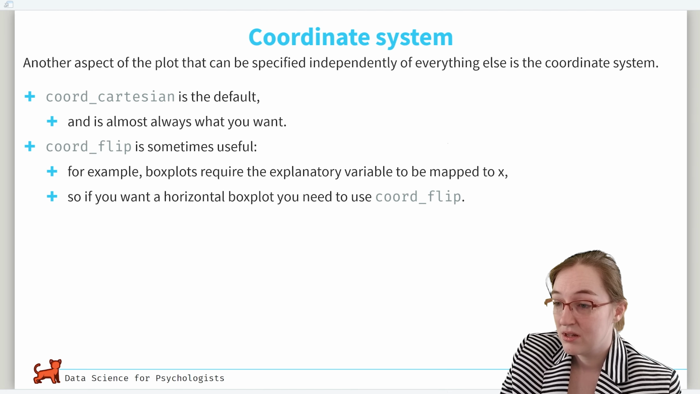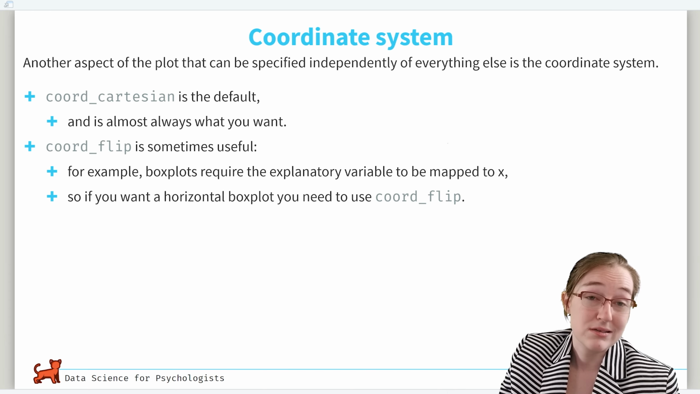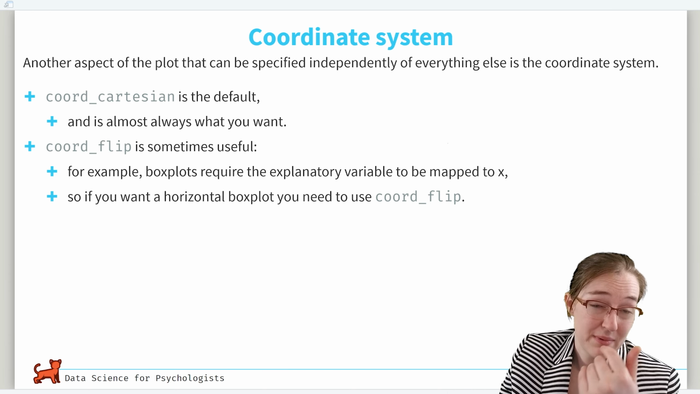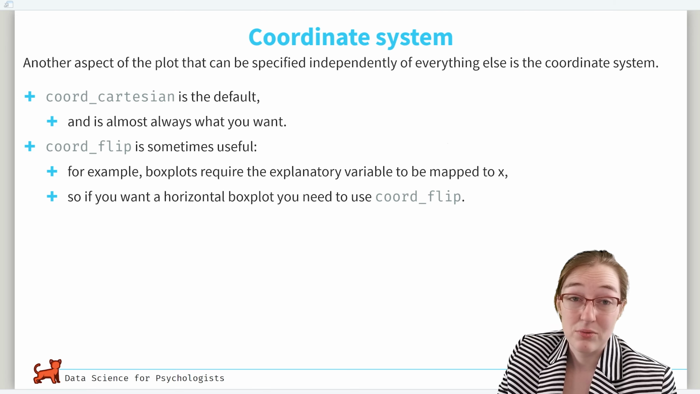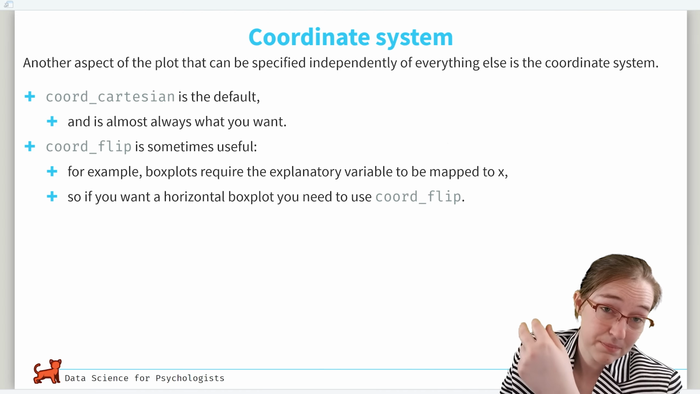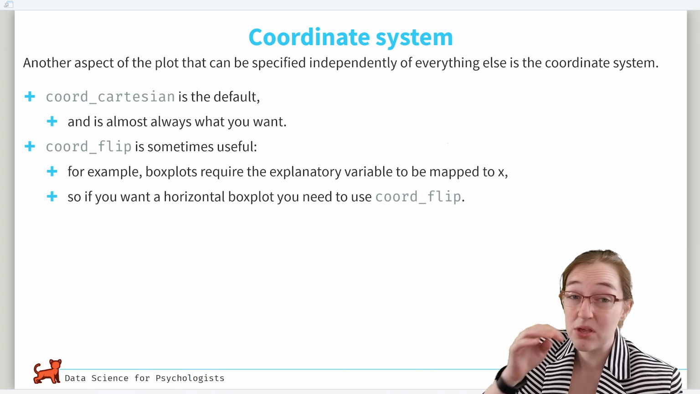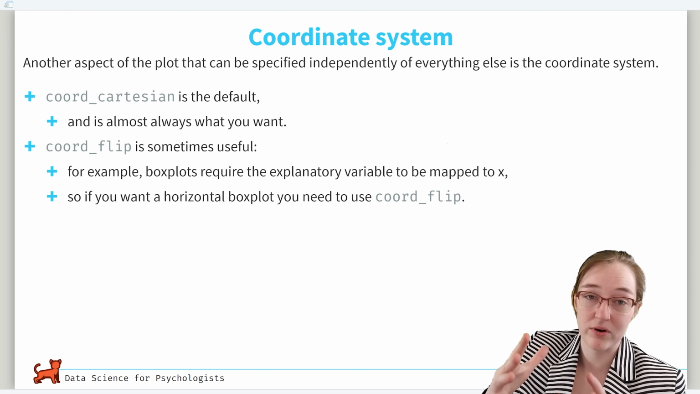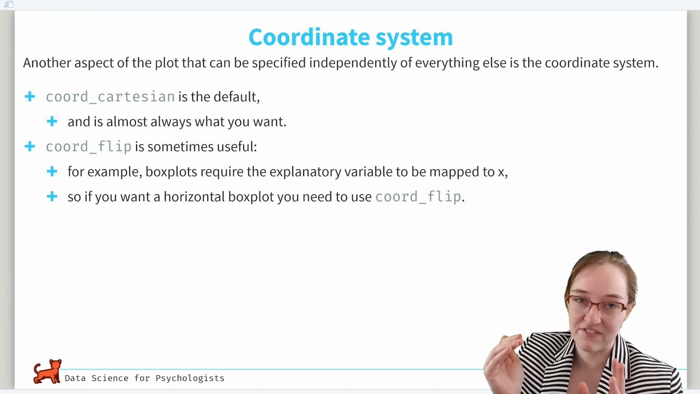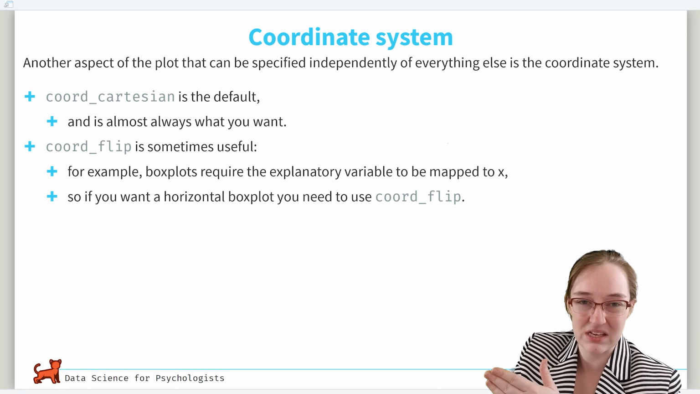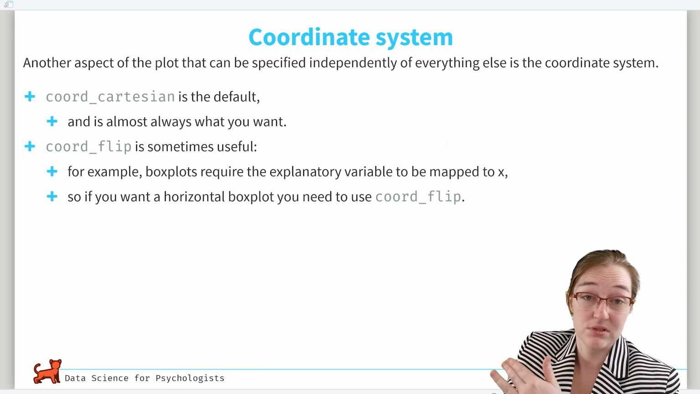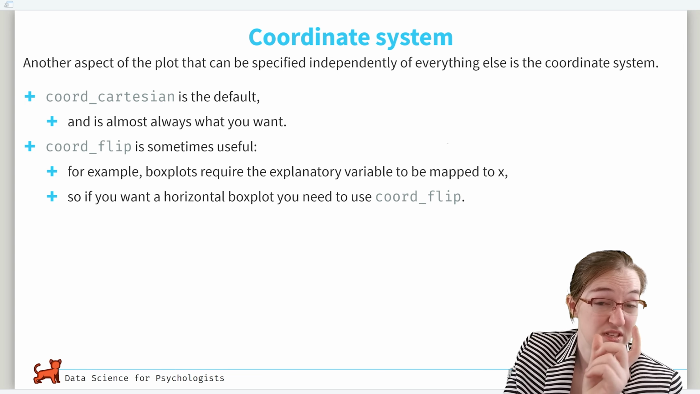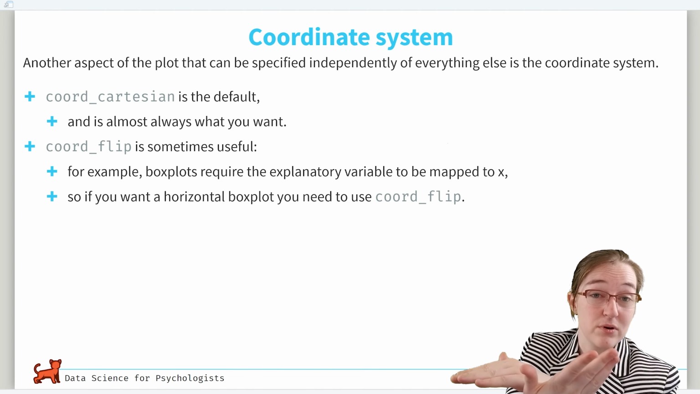A coordinate flip is kind of useful sometimes. For example, a box plot requires that its explanatory variable be mapped onto X. So maybe you want a horizontal box plot, so you flip it with the coordinates. Or maybe you've got a lot of stuff already programmed in, and then at the end of it, you're like, flip these for aesthetics. So instead of having to reprogram all of it, you can just add coord_flip, and it does it for you. It's great.